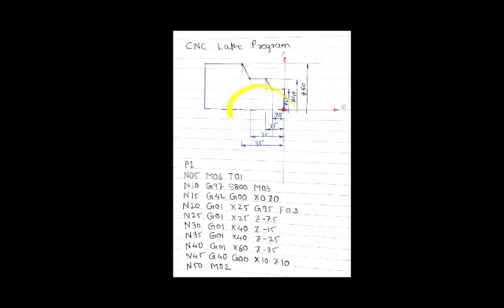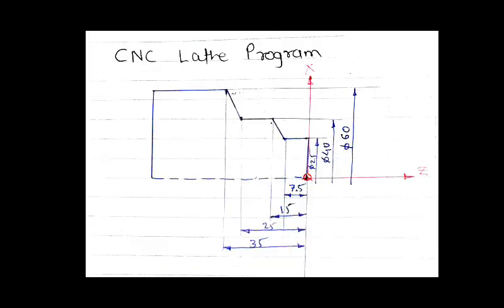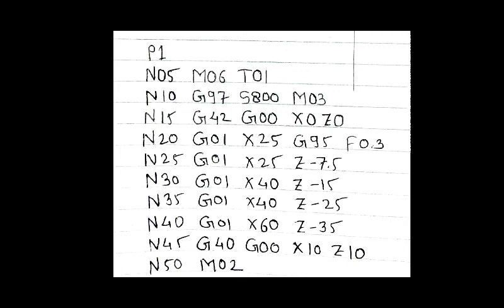Here we have seen how to do the part programming for a CNC lathe. So I am going to show you once again. Here is our figure, the shape we are supposed to achieve, with steps of 25 mm diameter, 40 mm diameter and 60 mm diameter. To do this you are supposed to write the program in such a way.